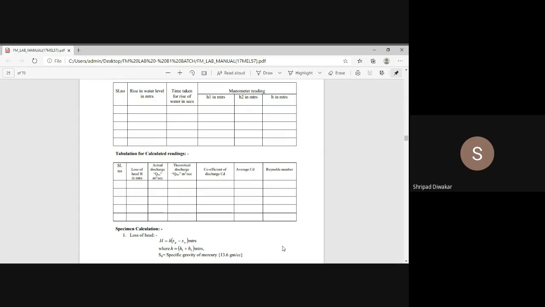If it lies in between 2000 and 4000, we are calling it the transition zone. Neither laminar nor turbulent.